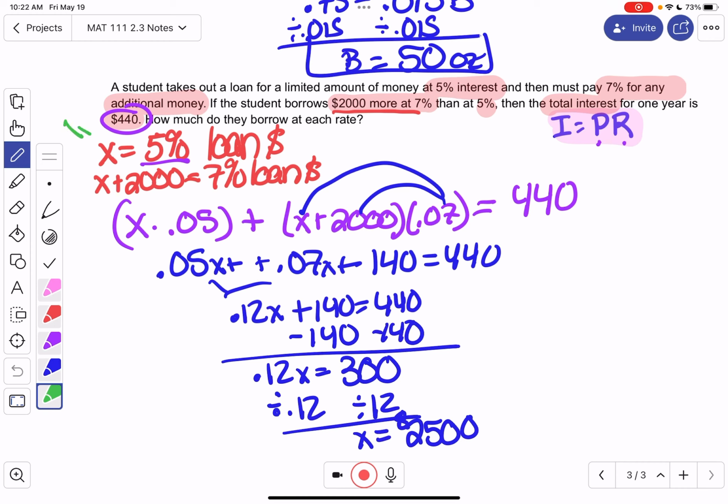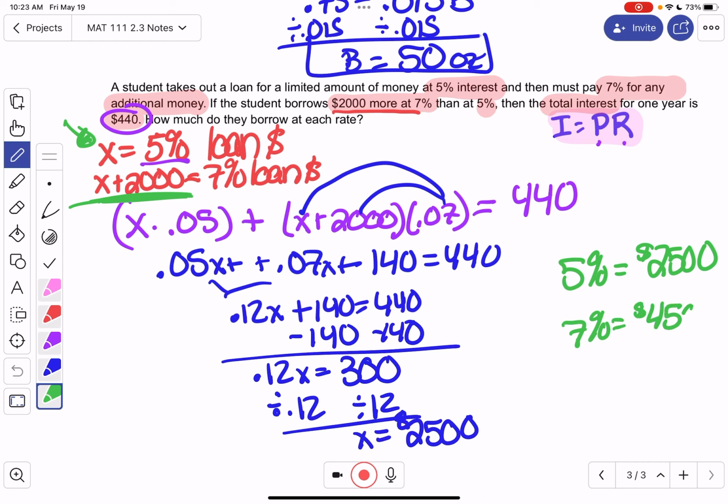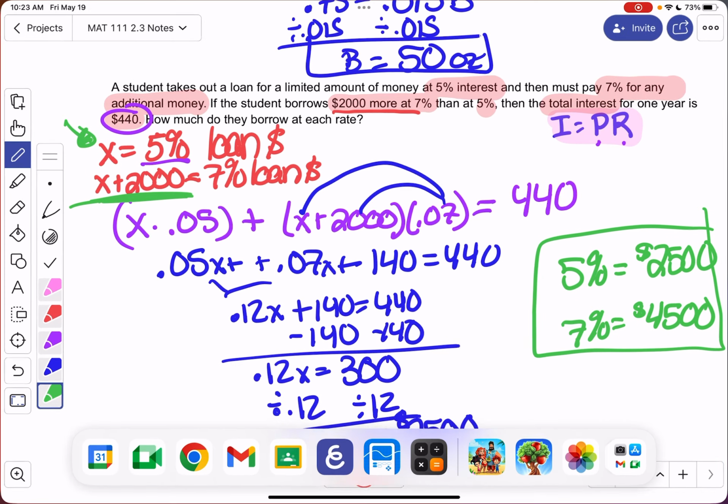Up here, we said x was our 5% loan. So at 5%, we borrowed $2,500. If the 7% loan is 2,000 more than that, we would add 2,000, and for the 7% loan, we would get 4,500. How can I check that?